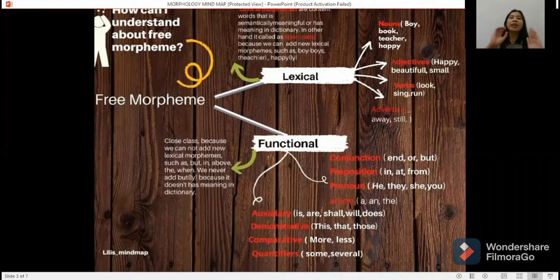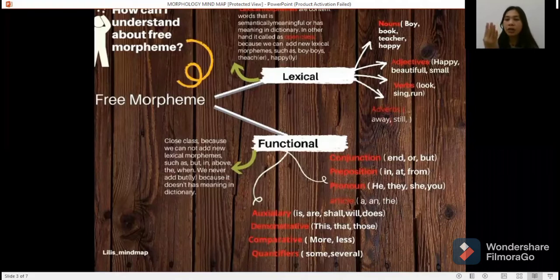Well, guys, how can we understand free morpheme? As I told you first, there are two types of free morpheme. The first one is lexical. What is the meaning of lexical? Lexical morphemes are content words that are semantically meaningful or have meaning in the dictionary. On the other hand, it is called an open class because we can add new lexical morphemes to it, such as boy becomes boys, teach becomes teacher, happy becomes happily, right? So let's see the types in it.